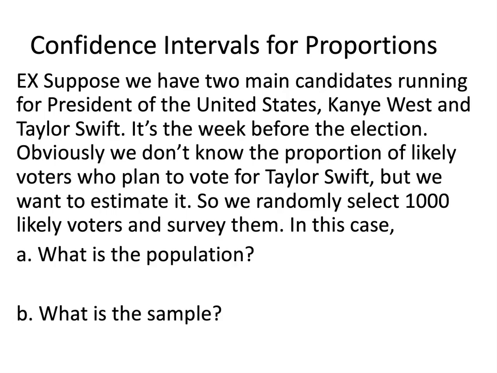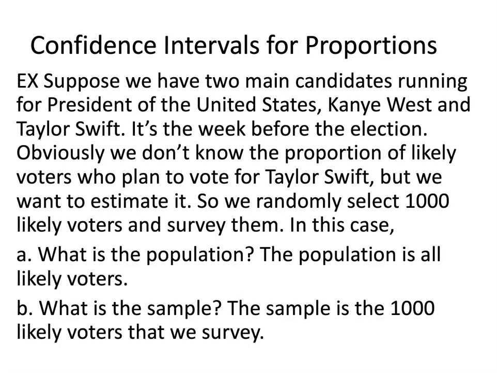Okay, suppose we have two main candidates running for president of the United States, Kanye West and Taylor Swift. It's the week before the election. Obviously, we don't know the proportion of likely voters who plan to vote for Taylor Swift, but we want to estimate it. So we randomly select 1,000 likely voters and survey them. In this case, what is the population? What is the sample? The population is all likely voters, and the sample is the 1,000 likely voters that we survey.